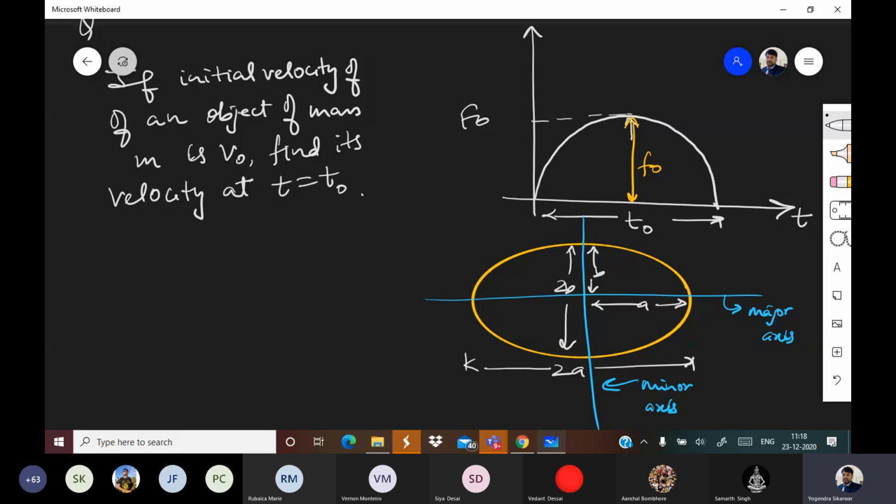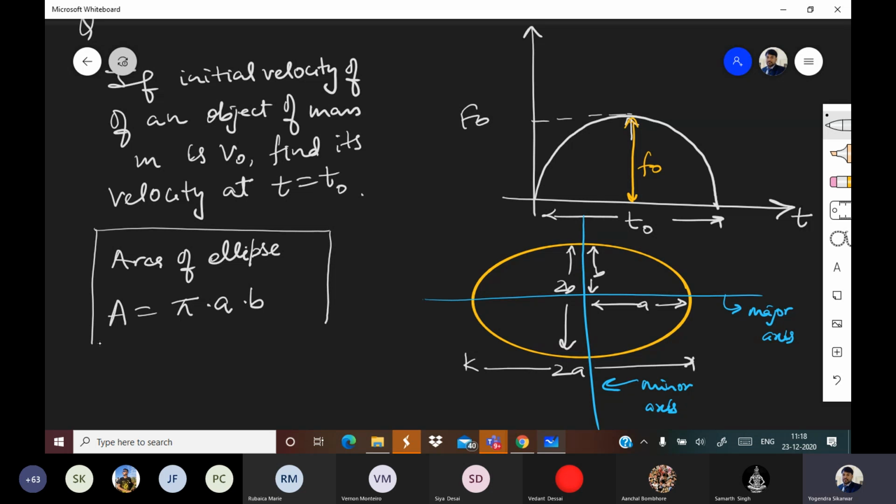Okay. Just to tell you, area of ellipse, so A is equal to pi into A into B. Okay. Why we talked about this? Because we are going to use this data in our question.